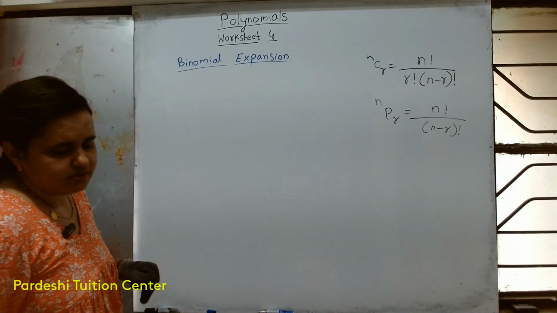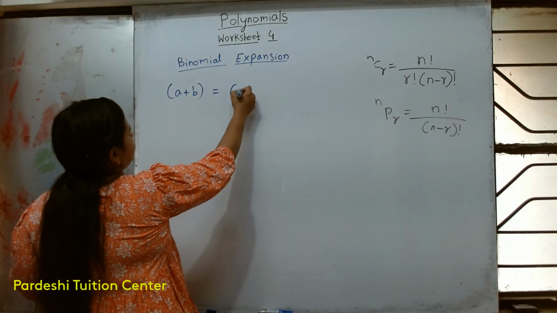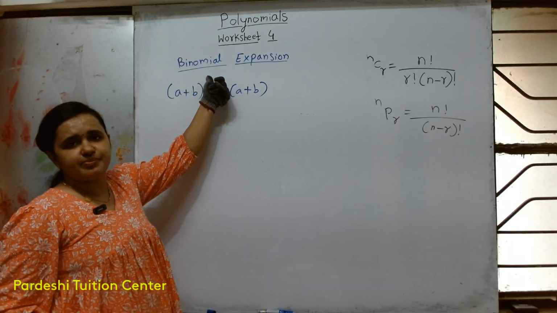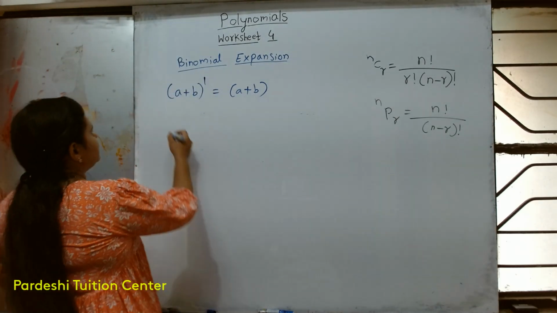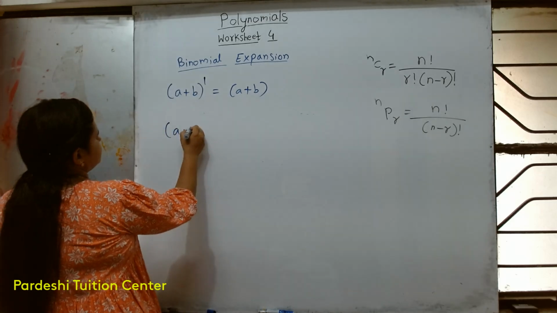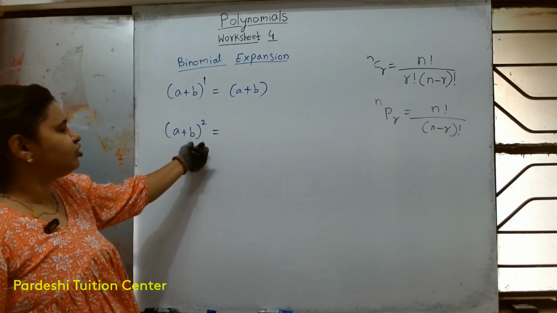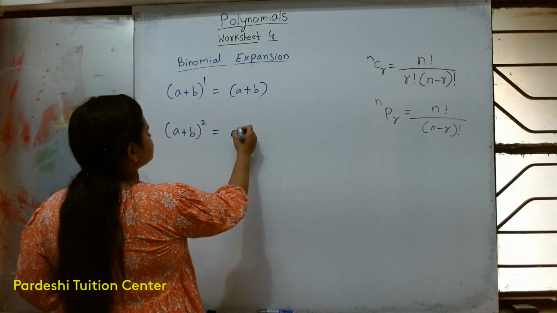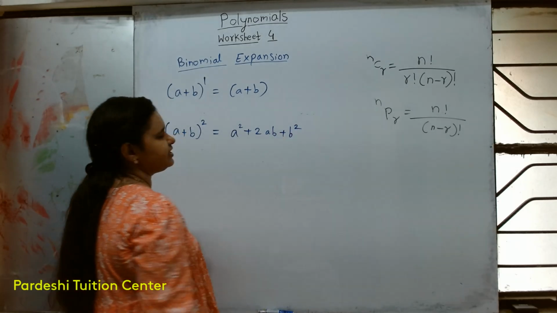Now a plus b is equal to a plus b, it is obvious. Its power is 1, so it will be equal to a plus b. Now if I put a plus b square, you know the formula for a plus b whole square: it is a square plus twice ab plus b square.